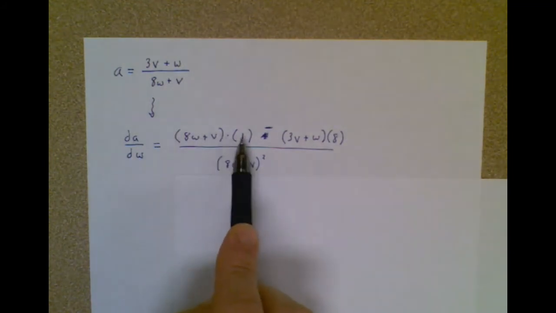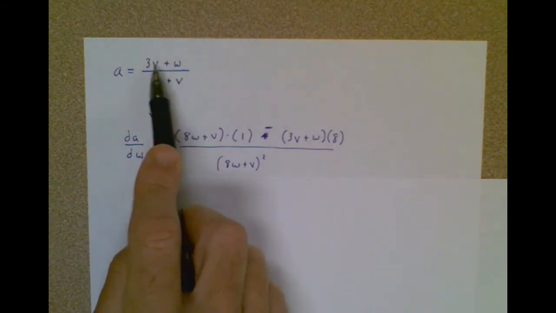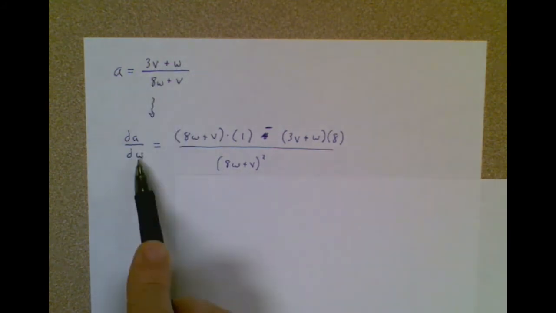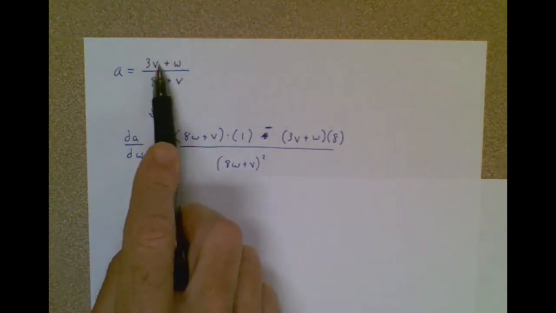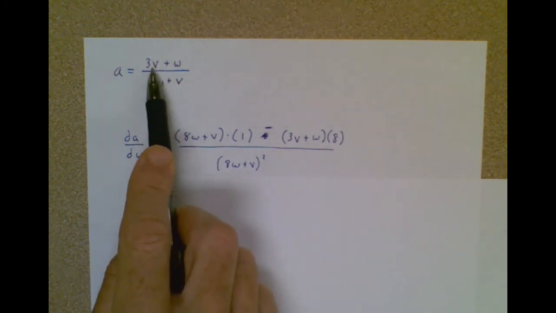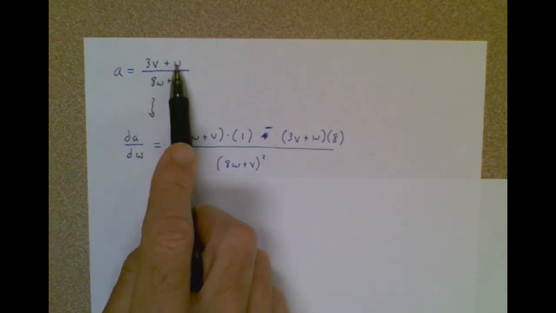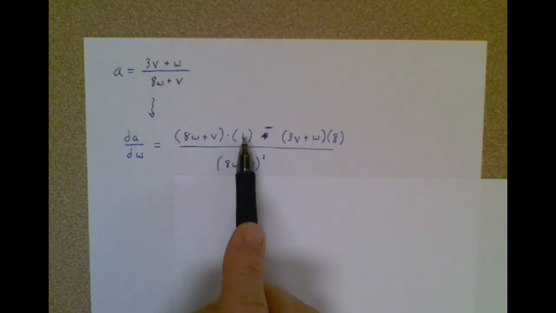So low d high. When I do the derivative of 3V plus W, if W is a variable, that means V is a number. So this is acting like, say, a 7. The derivative of a 7 is a 0. The derivative of a W, if it's a variable, is 1. That's how I get that nice tidy 1.